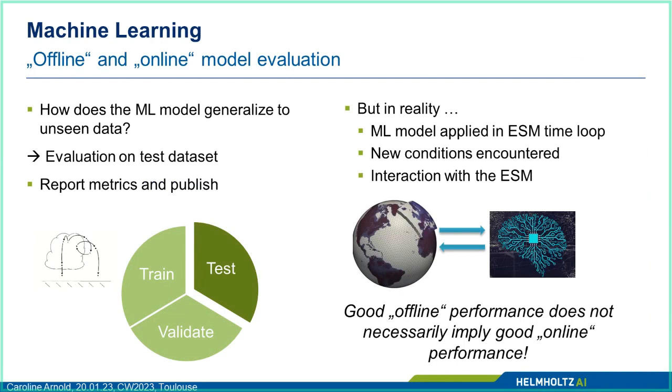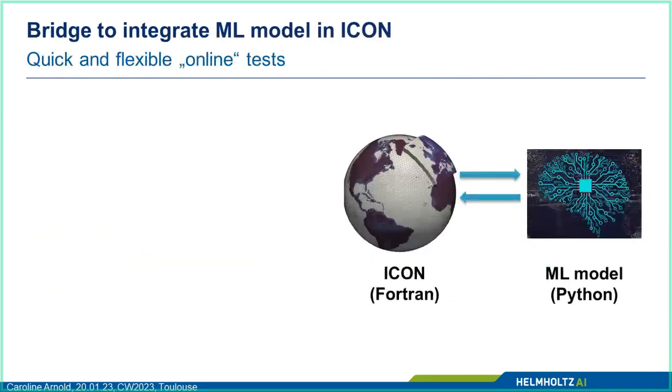So you could spend, let's say, one year developing a really nice model, only to spend one more year plugging it back into the Earth system model and then find out, oops, it causes instabilities. And we would like to shorten this time by implementing a so-called bridge that enables people to quickly use their machine learning models inside of ICON. So we call that quick and flexible online tests.